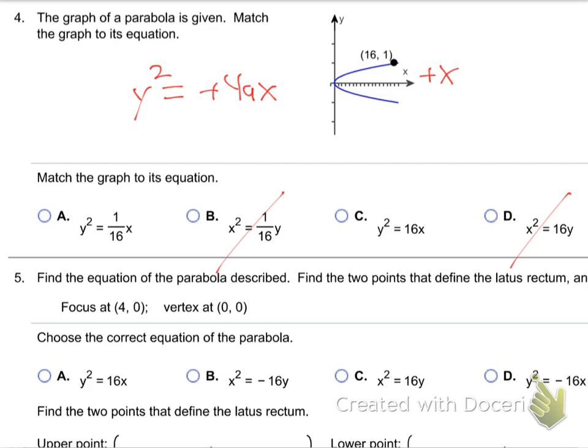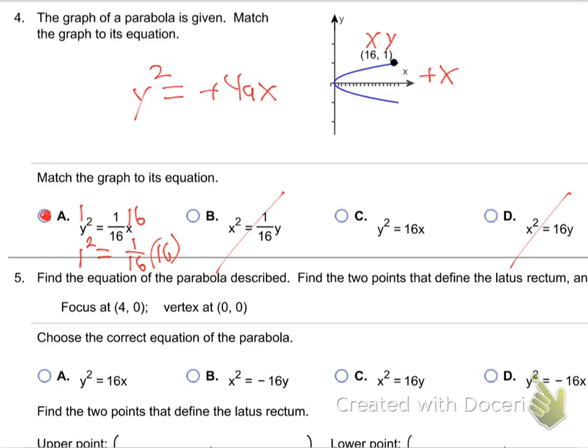Now let's plug in the x and the y. Let's start with A, see if it works. X is 16. Careful, because they're switching orders in the equation. X is 16, y is 1. Does 1 squared equal 1/16 times 16? Yes, it's good. A it is. So get the direction, the right side, and then plug in.